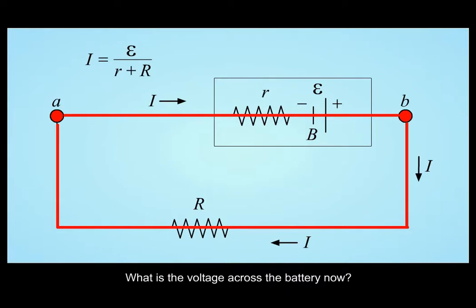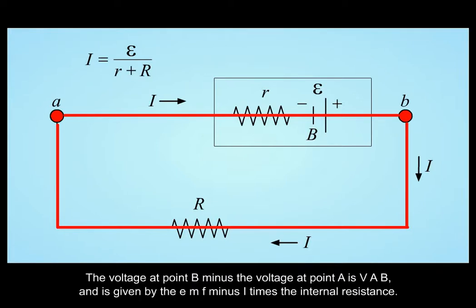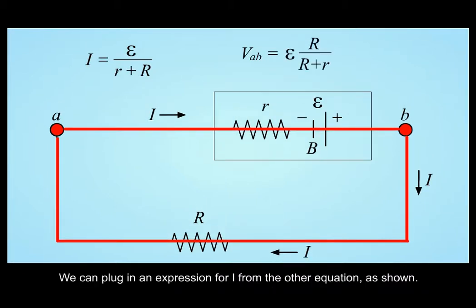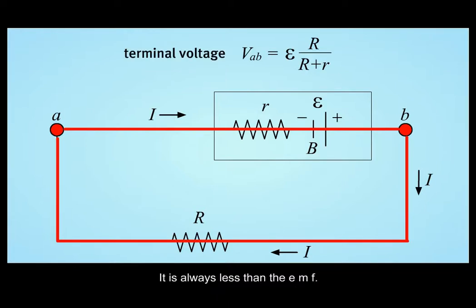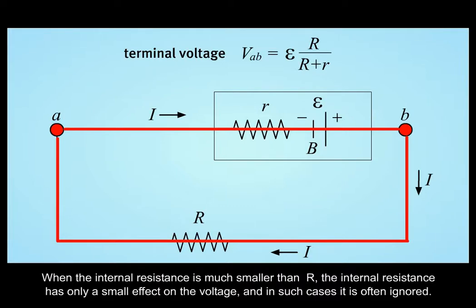What is the voltage across the battery now? We must include the internal resistance. The voltage at point B minus the voltage at point A is VAB, and is given by the EMF minus I times the internal resistance. We can plug in an expression for I from the other equation as shown. This is the voltage that would actually be measured across the battery terminals and is called the terminal voltage. It is always less than the EMF. When the internal resistance is much smaller than R, the internal resistance has only a small effect on the voltage, and in such cases, it is often ignored.